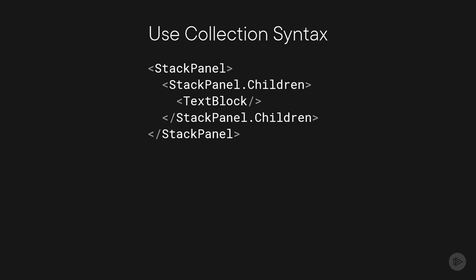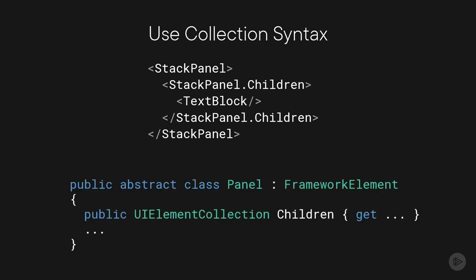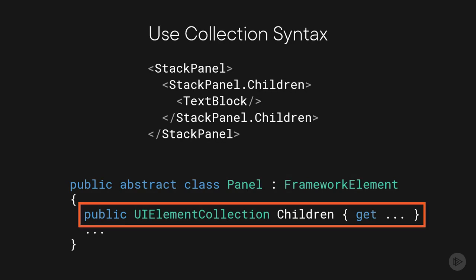Inside of the property element StackPanel.Children is a TextBlock element. The StackPanel inherits the Children property from its base class Panel. As you can see, the Children property is of type UIElementCollection.